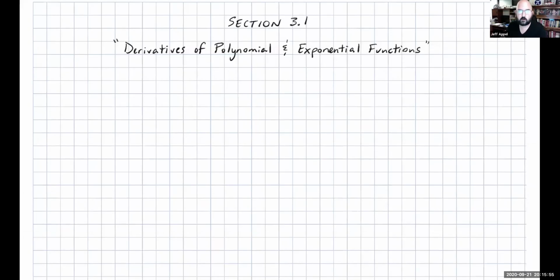Everybody, welcome to our new chapter. We are in chapter 3, section 1. We're going to look at derivatives of polynomial and exponential functions today.